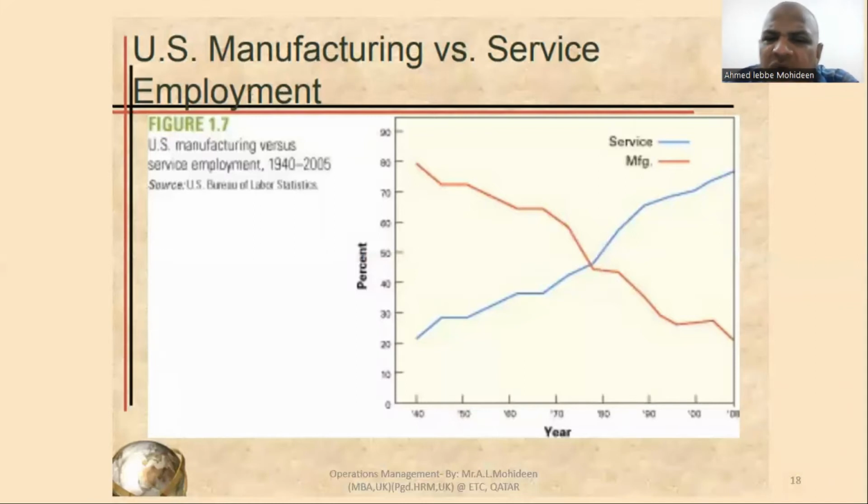If we go and see the production and operation services in America from 1940 to 2005, the service is increasing and manufacturing is reducing. You understand? Nowadays, the trend is service business. It's easy to do. But operation business, production business, is very hard because we need lots of resources, allocation, management, and lots of inputs, too much care. The service business is the easy business that they are focusing on nowadays.